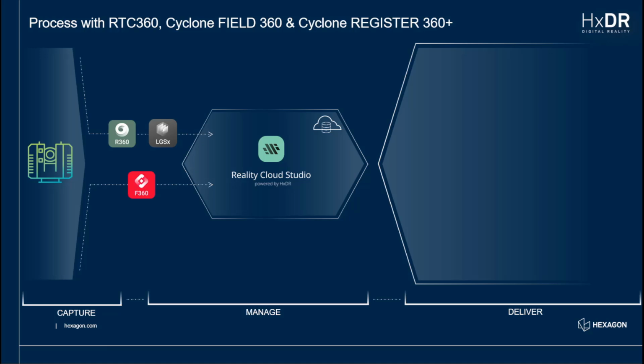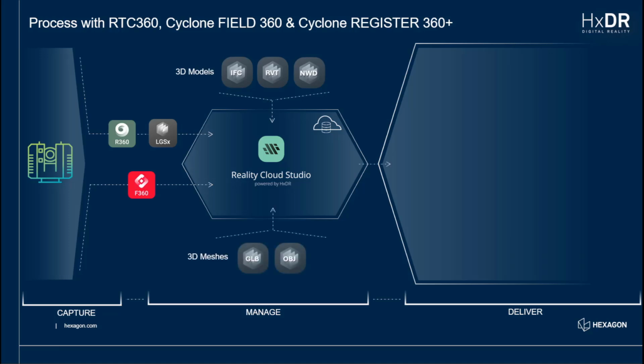Now we can do that in a couple of ways. We can do that via dragging and dropping into the browser, or we can use an app, which is the preferred way, which is called HxDR Data Flow. It's a small, free of charge desktop app that just allows you to sync your data up into Reality Cloud Studio into the cloud. Now, you can also not just add reality capture content, you can also add 3D models. So we currently support IFC, Revit, Navisworks, and also 3D was just added. And you can also add 3D meshes, so GLB files, OBJ files, with more to come.